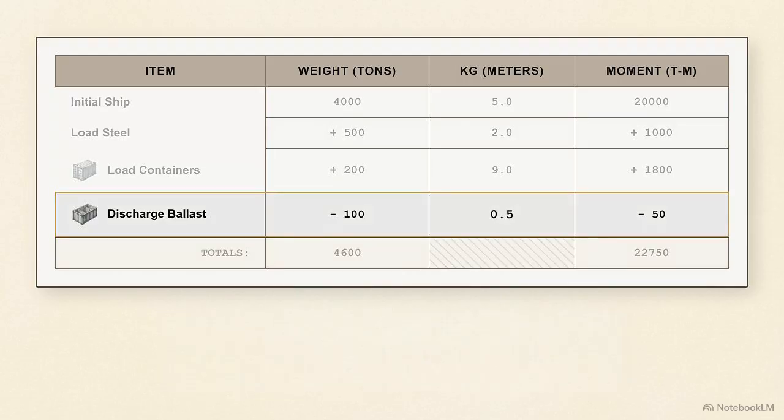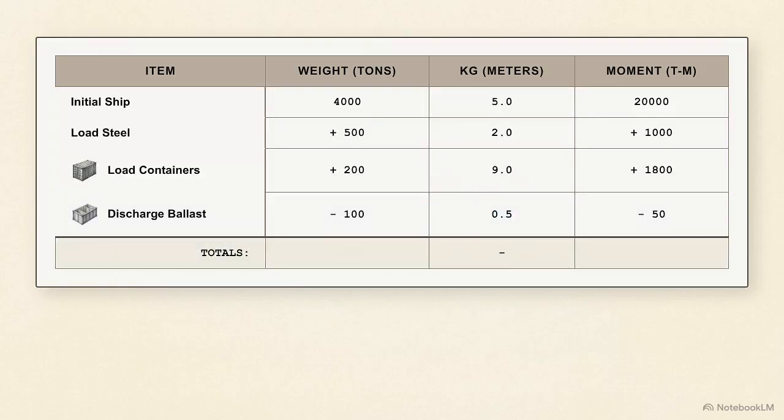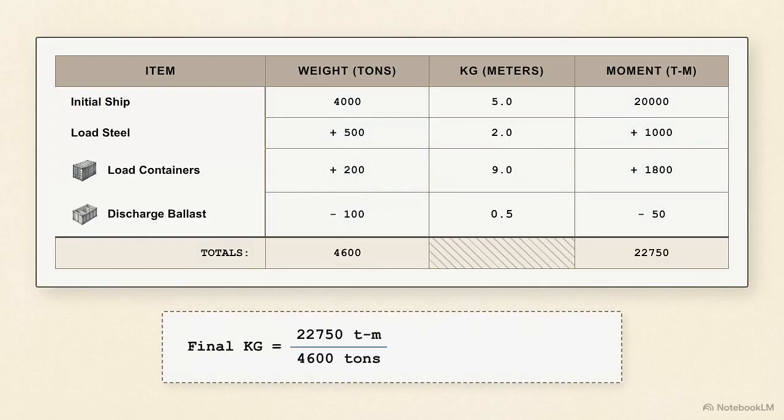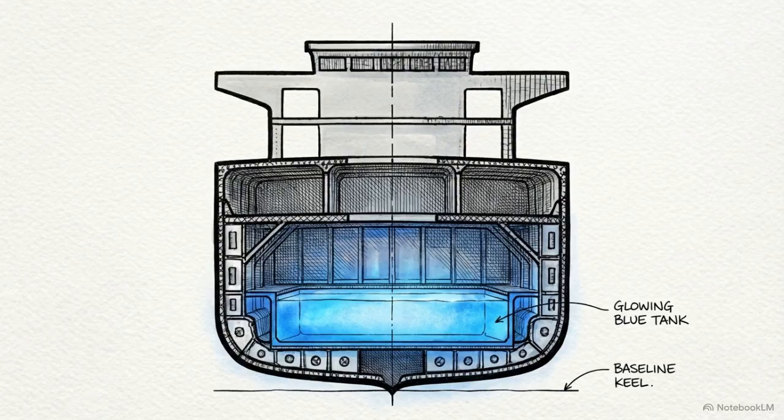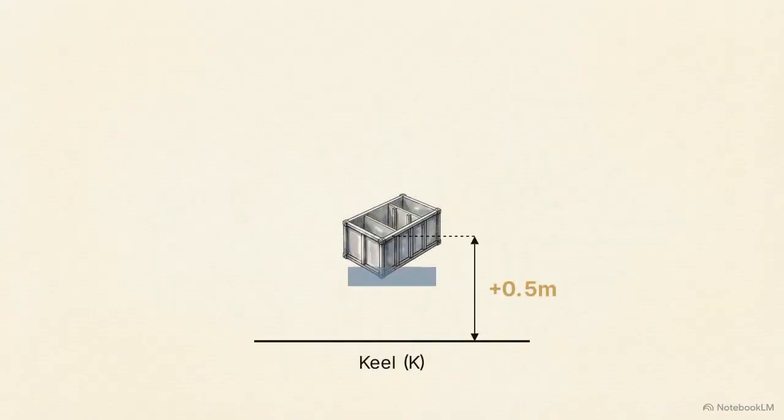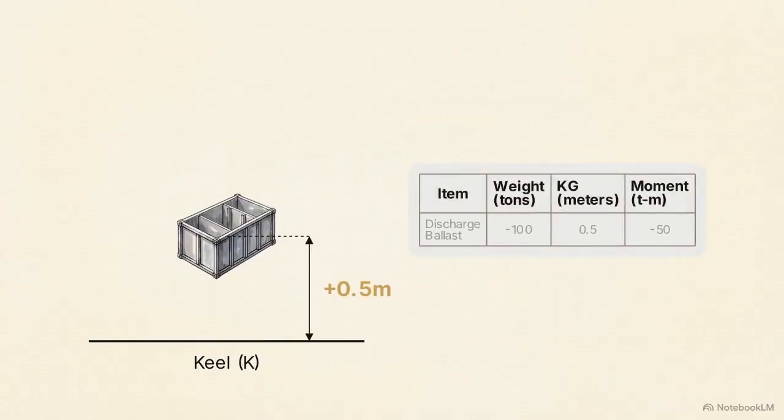The math is straightforward, but discharging cargo invites a common, dangerous error among junior officers. When you discharge a weight, you subtract its mass and its resulting moment. However, its KG distance must never be entered as a negative number. KG is a physical coordinate in space. A tank sitting half a meter above the keel remains a positive half meter above the keel, whether it is full or empty. The mathematical subtraction is handled entirely by the moment value.